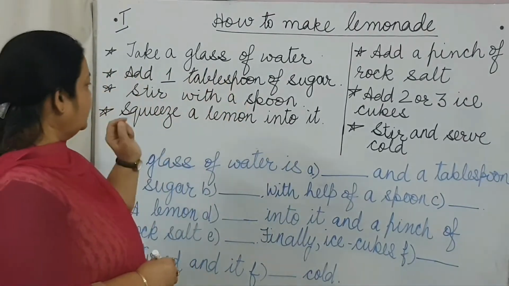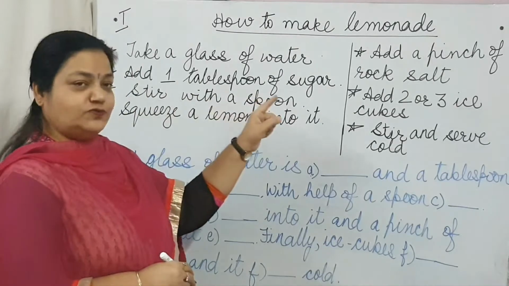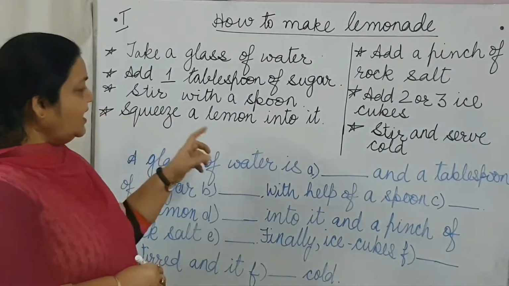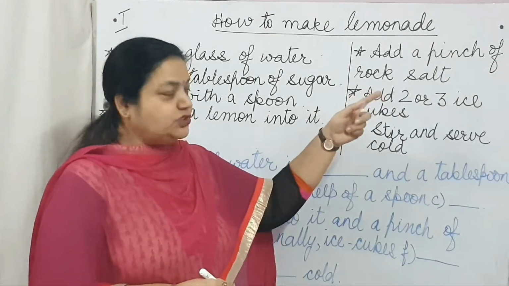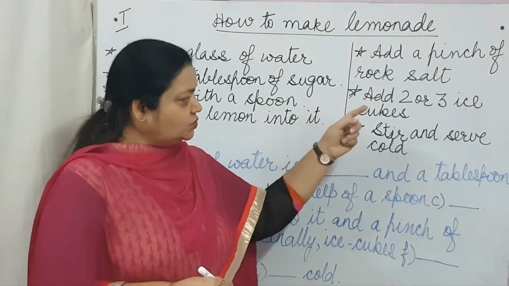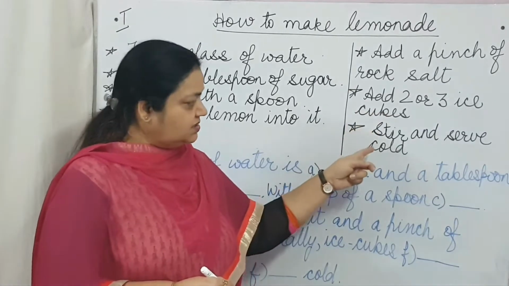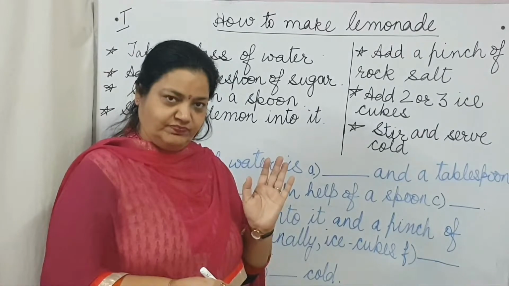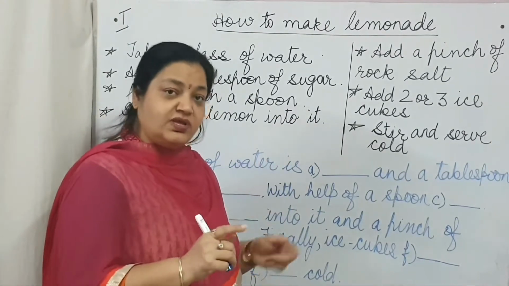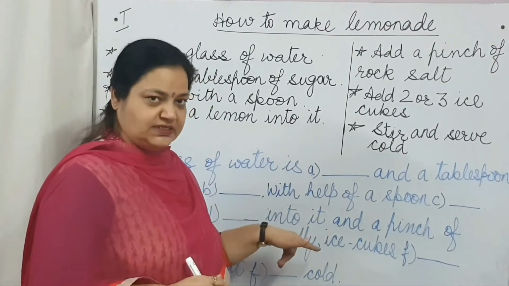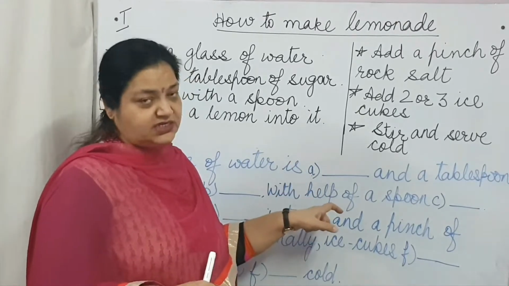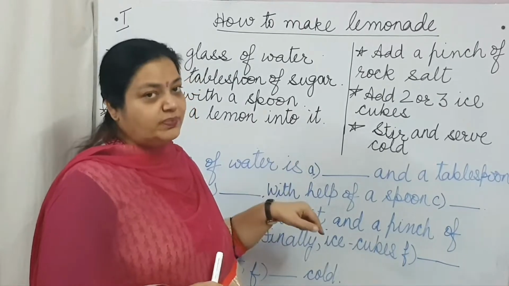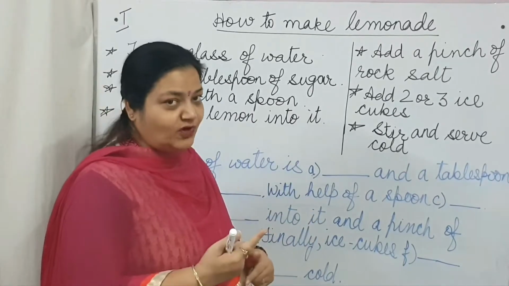Take a glass of water, add 1 tablespoon of sugar. Stir with a spoon, squeeze a lemon into it, add a pinch of rock salt, add 2 or 3 ice cubes, stir and serve cold. Now these are simple instructions. Now we have a paragraph in which the verb is missing and also a very few other parts of the sentence. But we have to change the verb now into passive form.